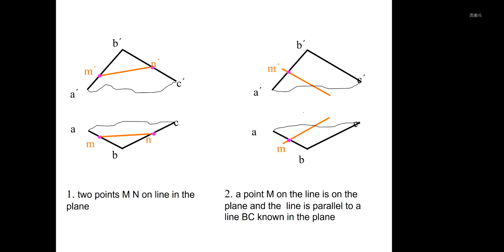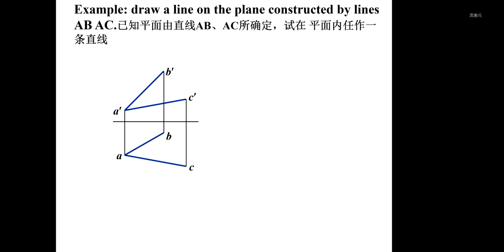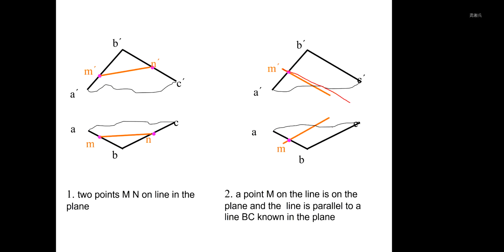The second one, a point M on the line is on the plane. The line MN is parallel to BC. You can get this one parallel to the BC here.